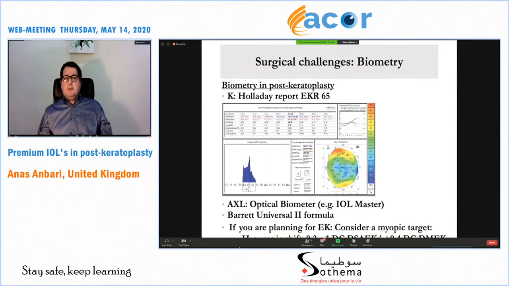How do we calculate the biometry? How do we obtain the lens power in post-keratoplasty? We can obtain the K value using the Holladay report EKR 65 from the Pentacam machine and the axial length from the optical biometer. We enter all the values into the Barrett Universal II formula. And remember, if you're planning for endothelial keratoplasty, you should consider a myopic shift, because there is a hyperopic shift in both DSAEK and DMEK.